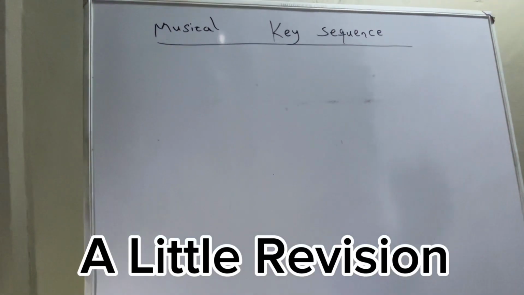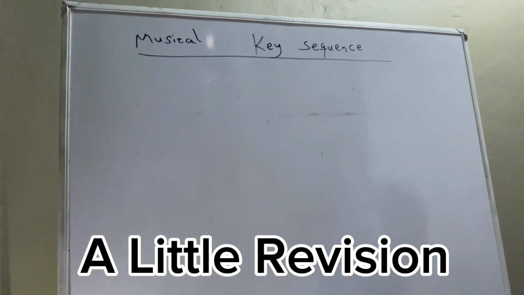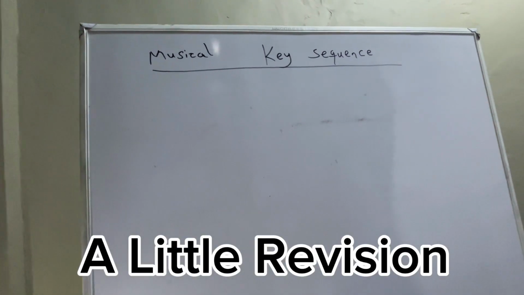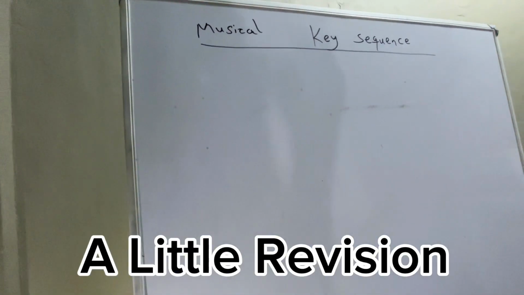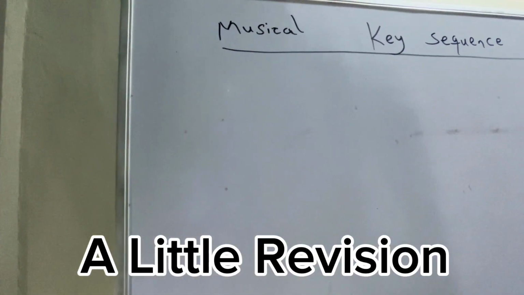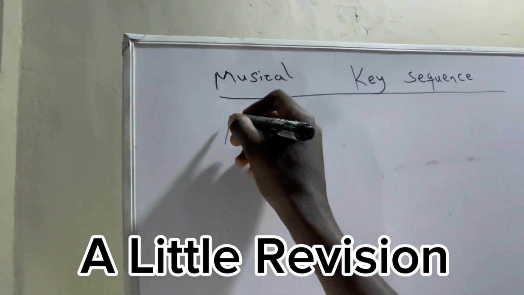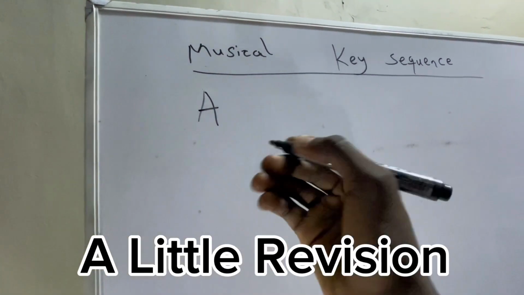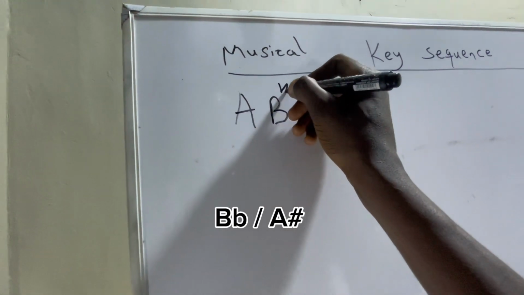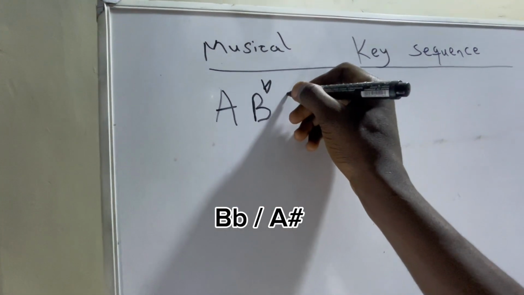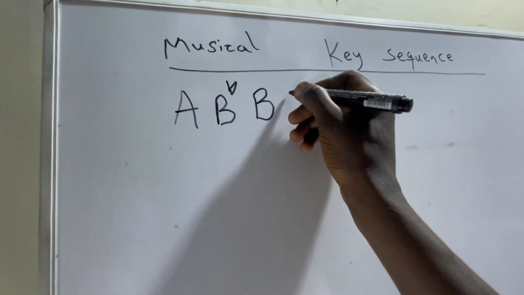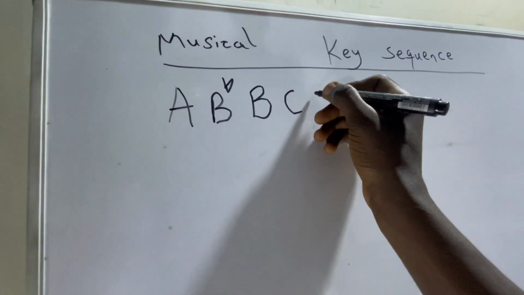Okay, so for the beginning of this lesson, we have to remind ourselves of the key sequence in music, the 12 key sequence we have. So let's start from key A. From A, the next key is B flat. From B flat, we have B. From B, we have C. From C, we have C sharp.